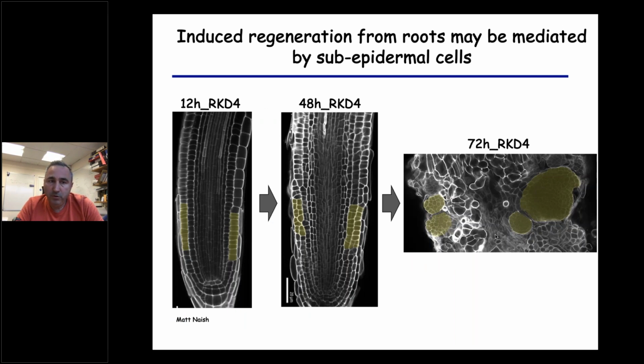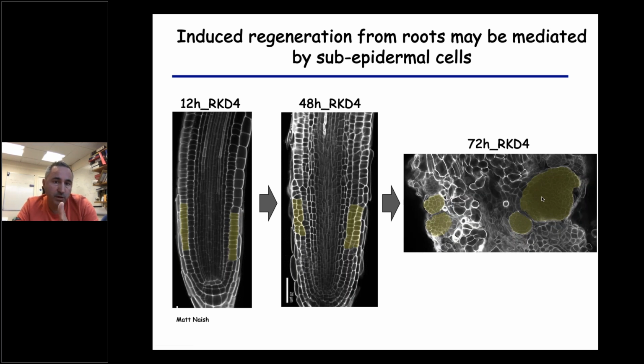Which cell in the root contributes to this? Well, we suspected that probably not all the cells in the root will contribute to these clonal plants. So for that, Matt Nice in my lab conducted a confocal analysis looking at the cells that respond to, or lead to, the formation of the somatic embryos. And he came to the conclusion that the sub-epidermal cells were the primary contributors, what you can see here, to the formation of the somatic embryos in the roots.